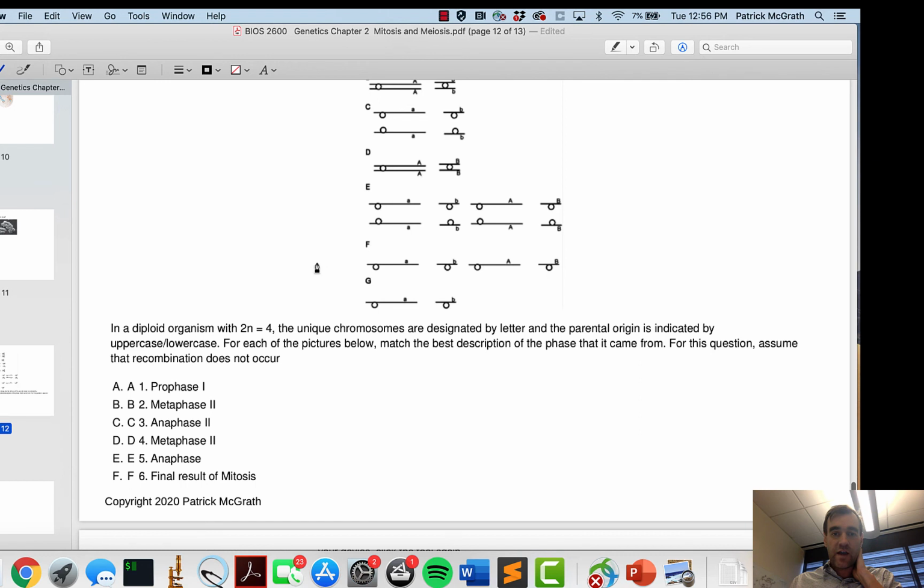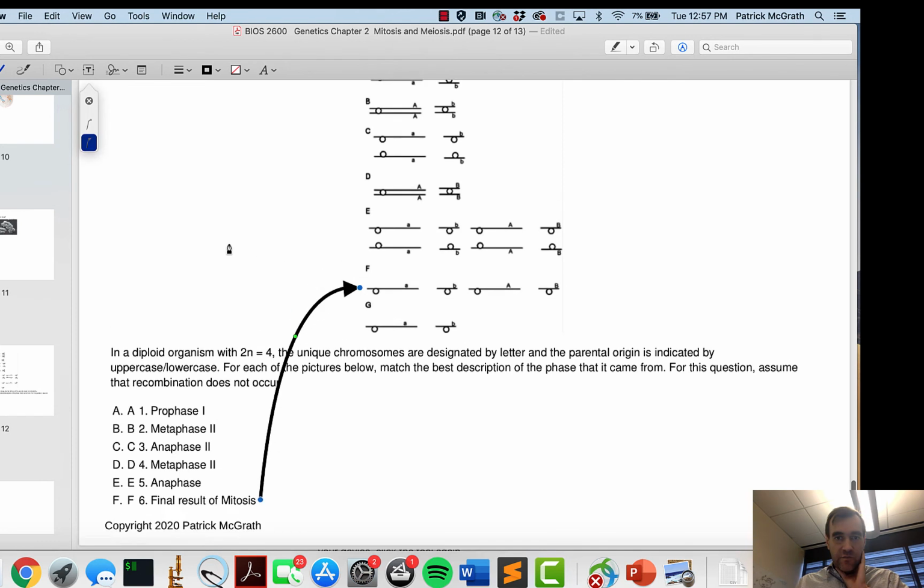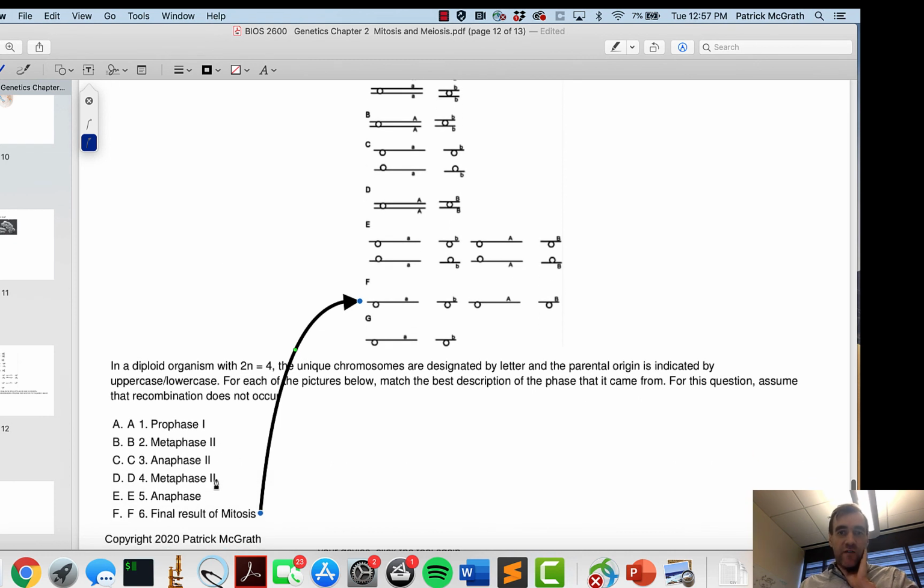Looking at F and G, the way I would look at this answer is to say, okay, these look like final stages, potentially final stages or beginnings of other stages. The final result of mitosis is a conservative process. We expect to see one copy of each chromosome within it. So the best answer for this would be F. I'd also note that there's two different metaphase twos.